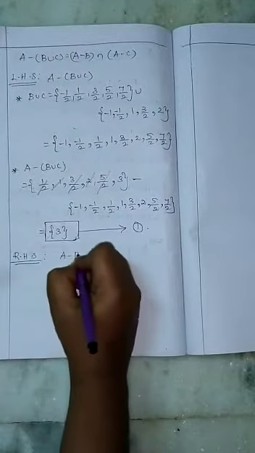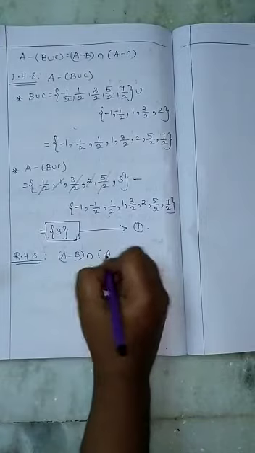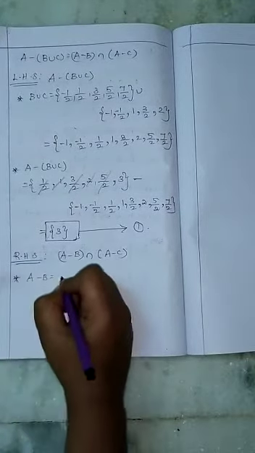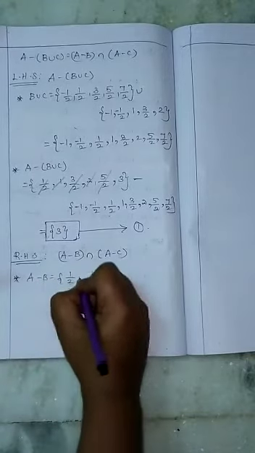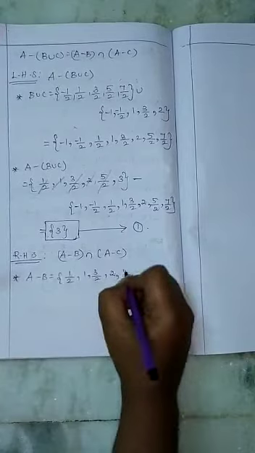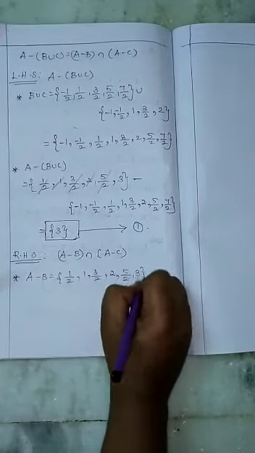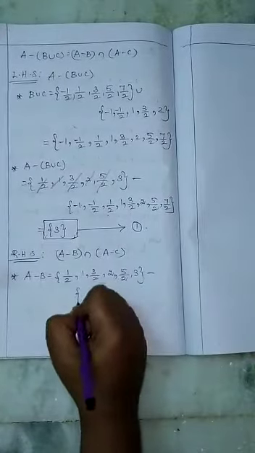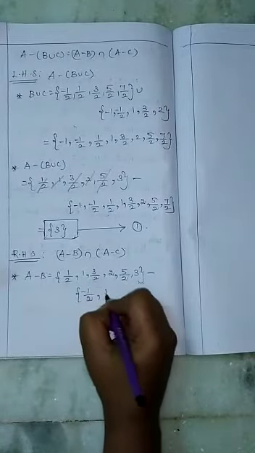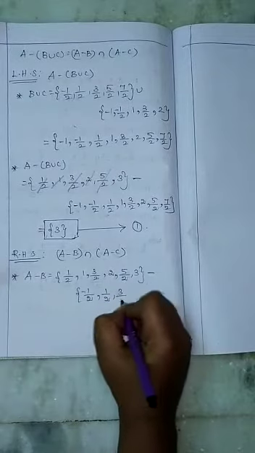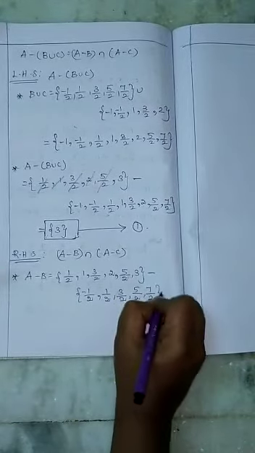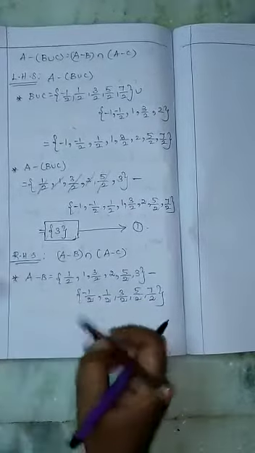Now you just take the right hand side: (A difference B) intersection (A difference C). So first, A difference B. What is the A element here? 1 by 2, 1, 3 by 2, 2, 5 by 2, 3. This is the A element. Difference. What is the B element? You know very well: minus 1 by 2 and then 1 by 2, 3 by 2, then 5 by 2, 7 by 2. This is the B element.